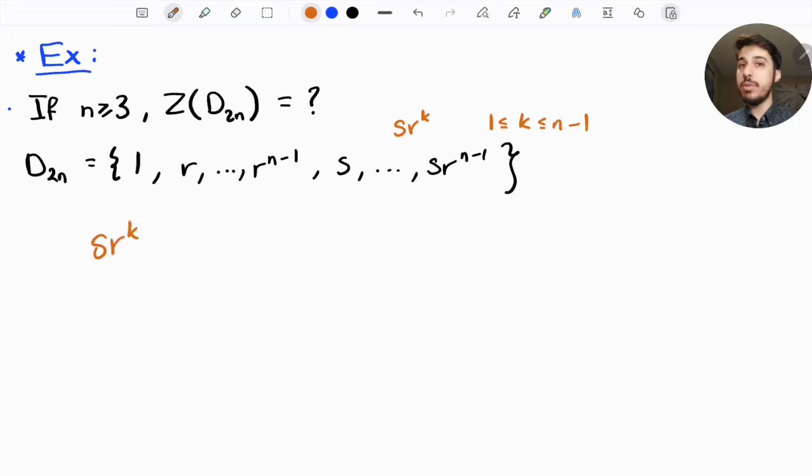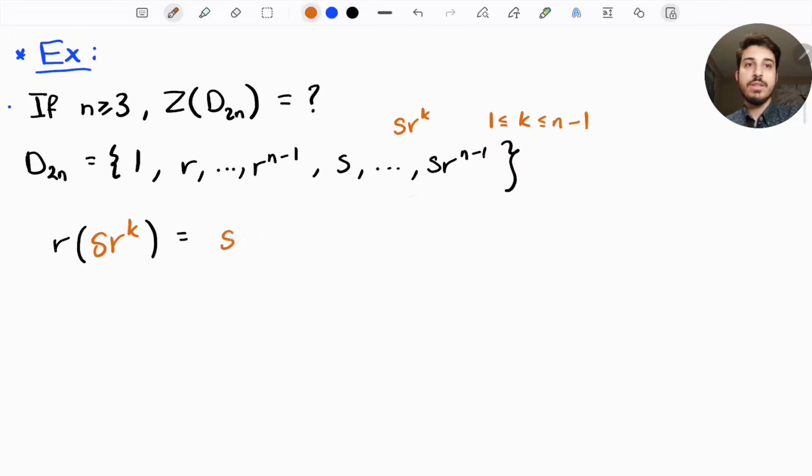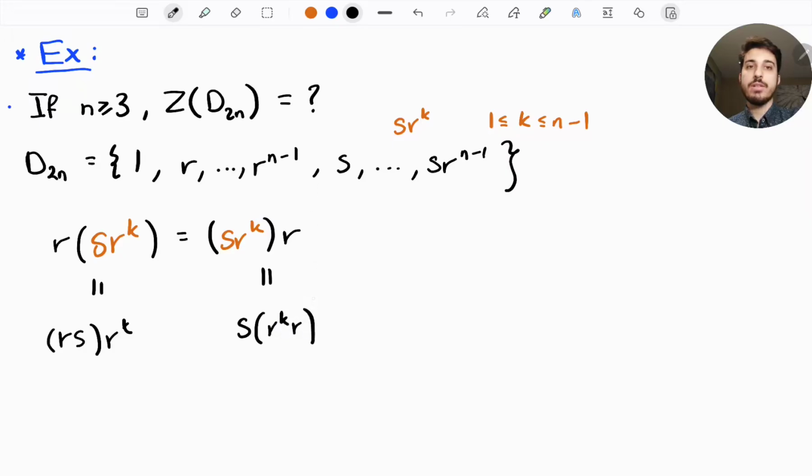And let's see if it commutes with any element in D_n, including the element r. So let's take it with the element r, and let's see that this is equal to that. So r times that element is equal to that element times r. The left-hand side will be equal to rsr^k. The right-hand side will be sr^k times r.